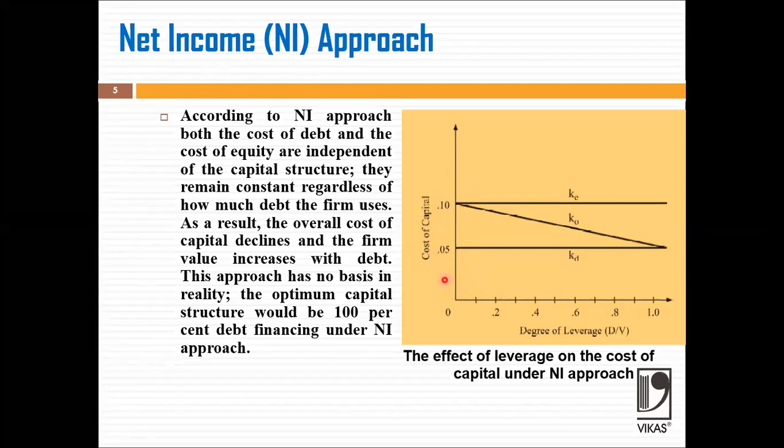Now we will go to the calculation. What the net income approach theory says is that when the company increases the debt capital in the capital structure, the company can reduce the overall cost of capital. Take a company that doesn't have any debt capital. Before that, I will explain how we calculate overall cost of capital.